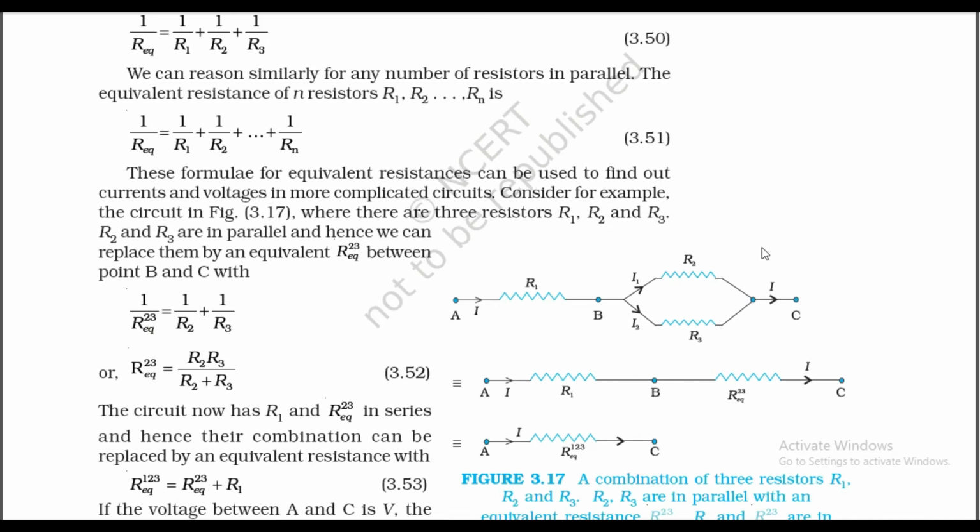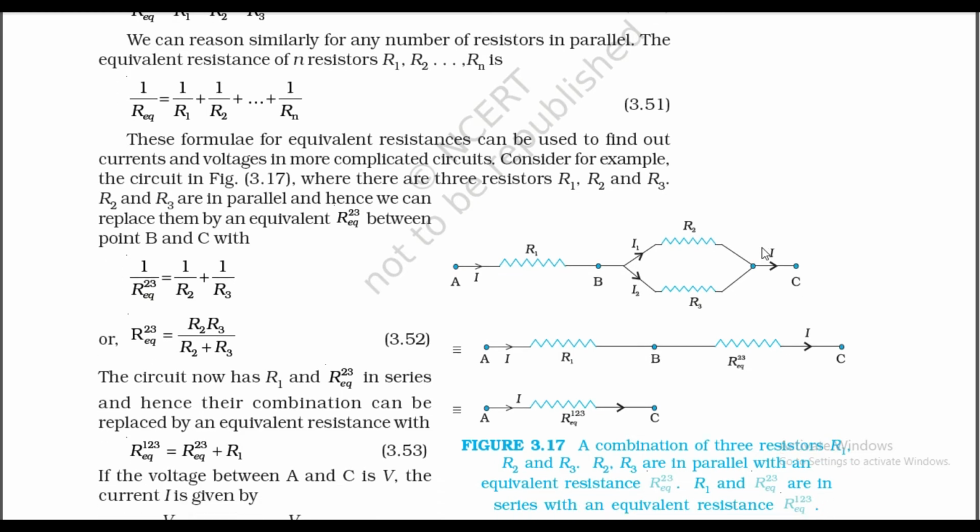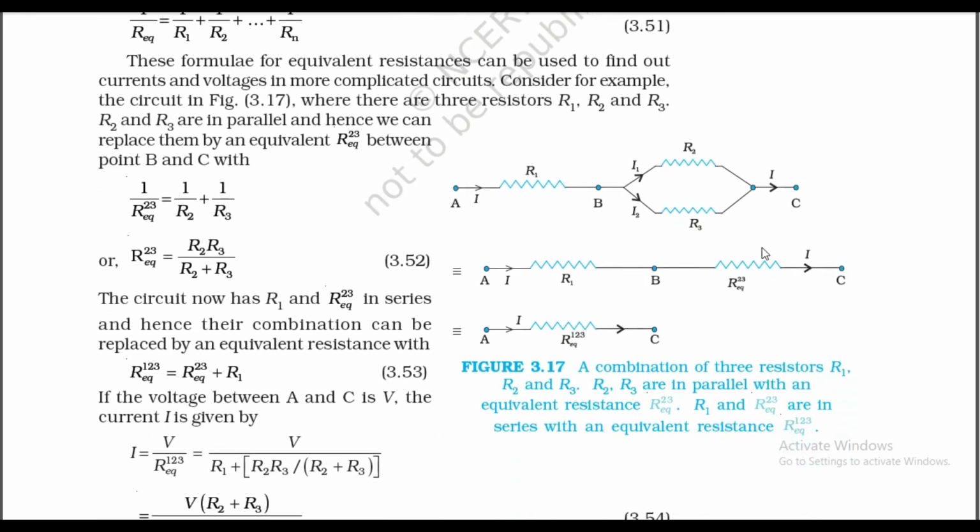Consider for example the circuit in figure 3.17, where there are three resistors R1, R2 and R3. R2 and R3 are in parallel, and hence we can replace them by an equivalent Req23 between points B and C, with 1 divided by Req23 is equal to 1 by R2 plus 1 by R3, or Req23 is equal to R2 R3 by R2 plus R3. The circuit now has R1 and Req23 in series, and their combination can be replaced by an equivalent resistance Req123, which is equal to Req23 plus R1.